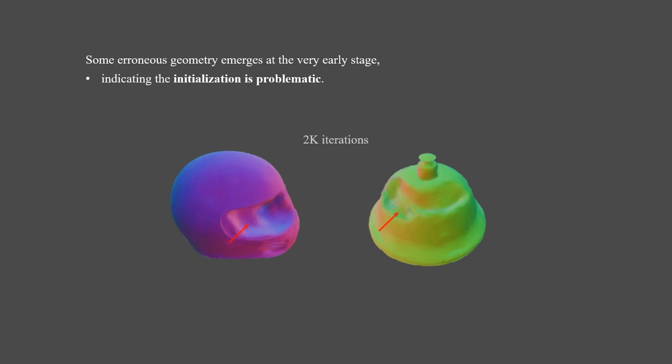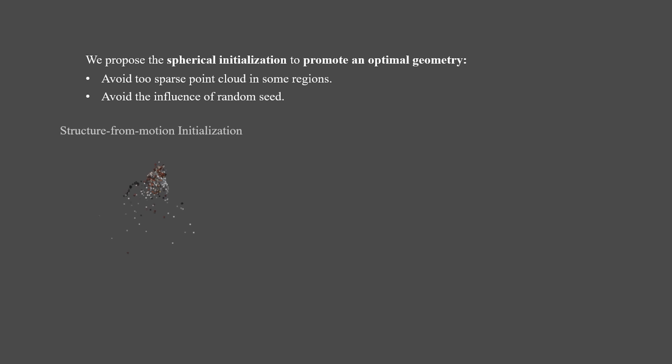Finally, we address the issue of poor geometry at the early stage of training, which is strongly influenced by initialization. Inspired by NeuS, we propose a spherical initialization tailored for Gaussian splatting. This promotes stable and reliable optimization.